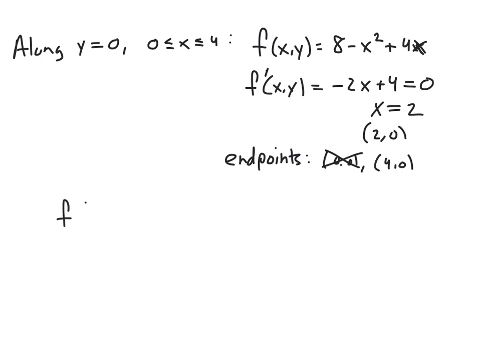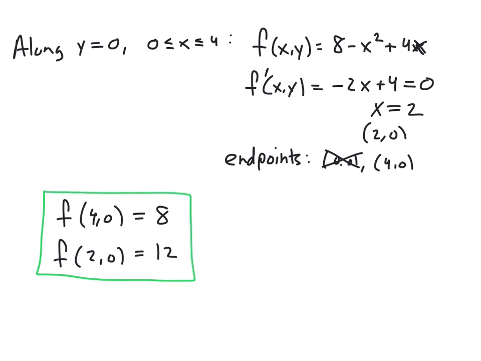All right, and so we do need to check f of 4, 0. And f of 4, 0 will be 8. And we also need to do f of 2, 0. And f of 2, 0 turns out to be 12. I'm skipping over the arithmetic here, but it is quite literally just plugging 4 and 2 into our function for x and 0 for y and doing the arithmetic. And so we get these 2 values that need to be added to our list. So now we have a total of 6 values if you exclude counting the value at the origin twice. So we have 6 different values to check so far.